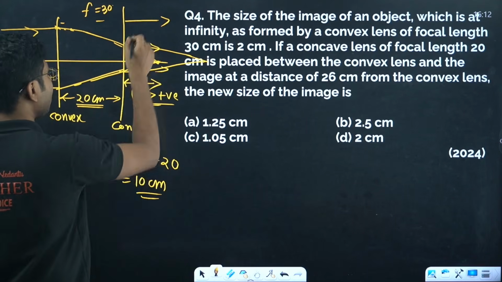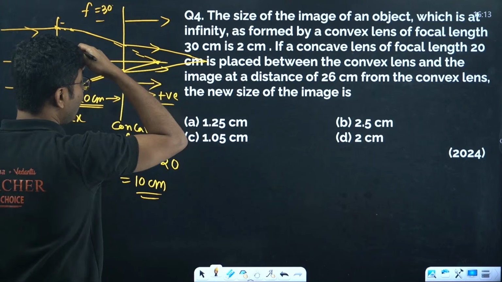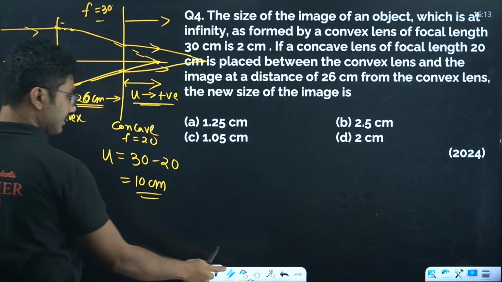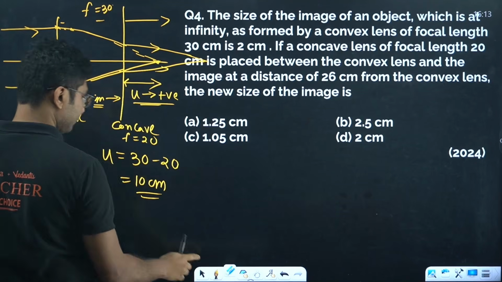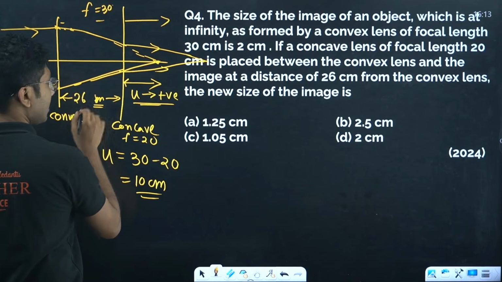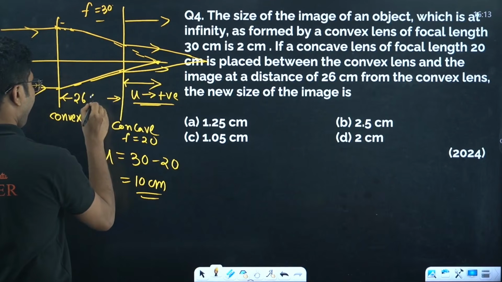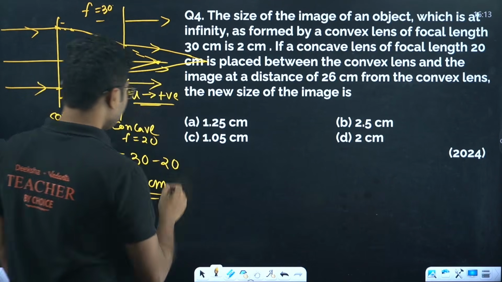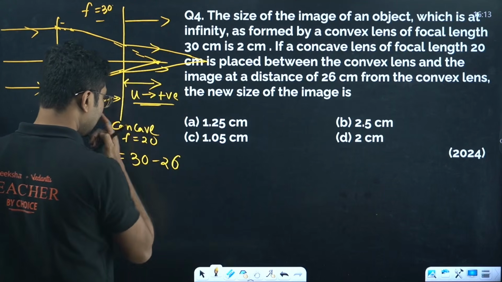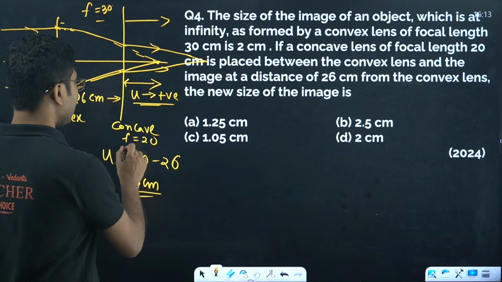The focal length of this lens is 20. The distance is not 20, this distance is 26 centimeter, sorry. That means the object distance for the second one is not 10, but it will be only 4 centimeter. So u is 4 centimeter, focal length is 20 centimeter.